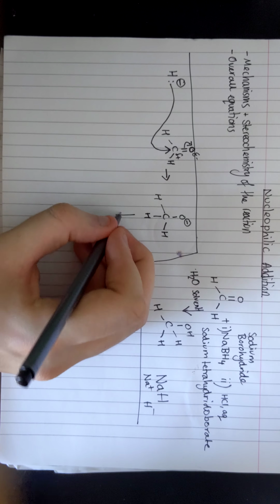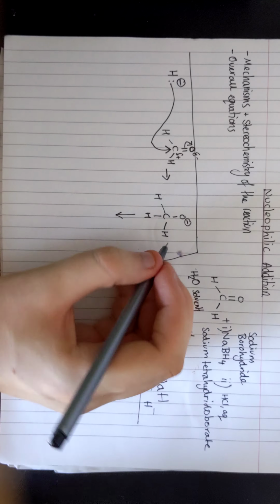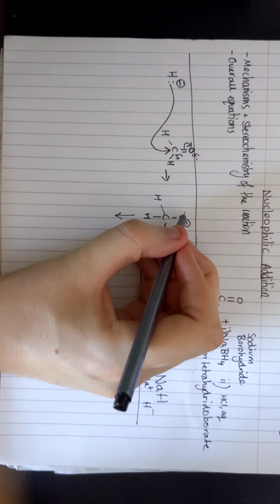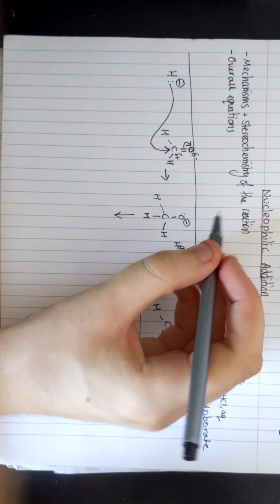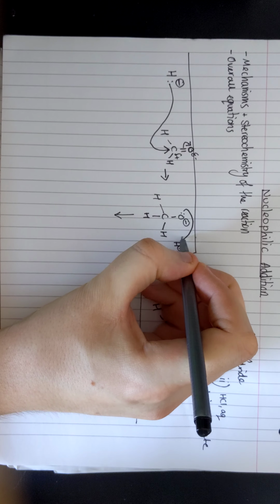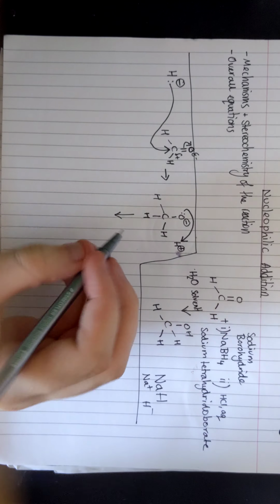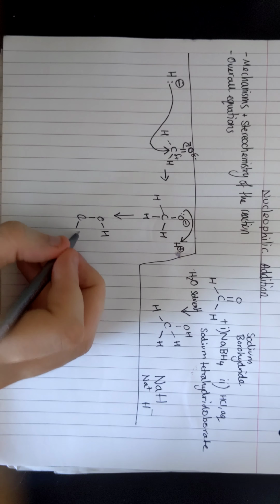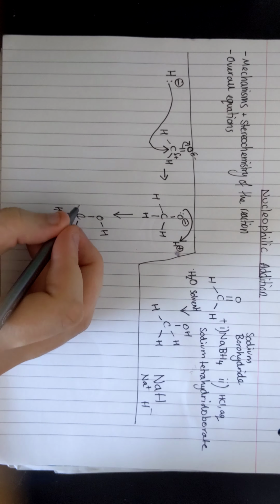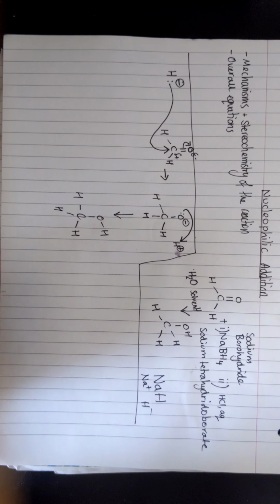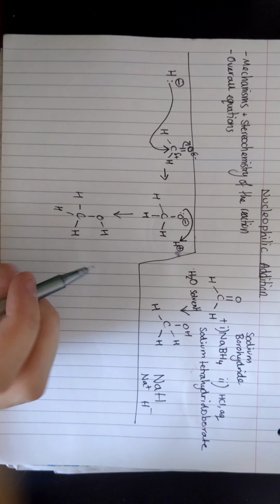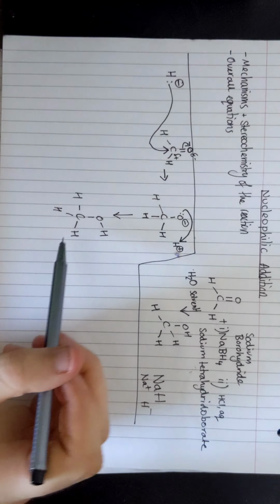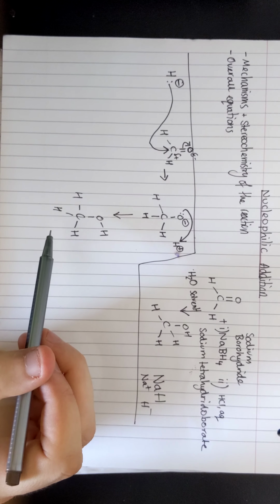So that acid is a source of H plus ions. So we've got some H plus ions. So a lone pair from the oxygen goes towards the hydrogen, forms the OH bond, and we form our alcohol. So we can reduce the aldehydes or ketones to their respective alcohols.